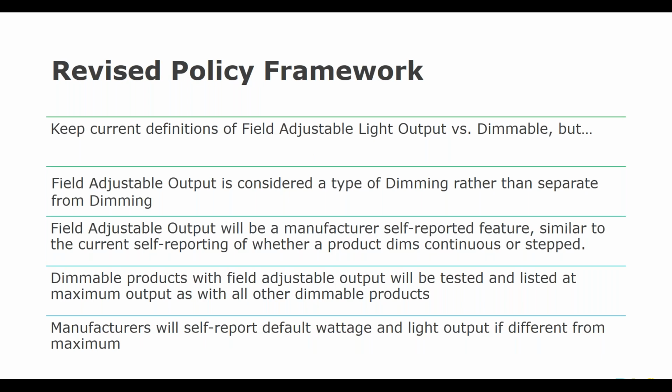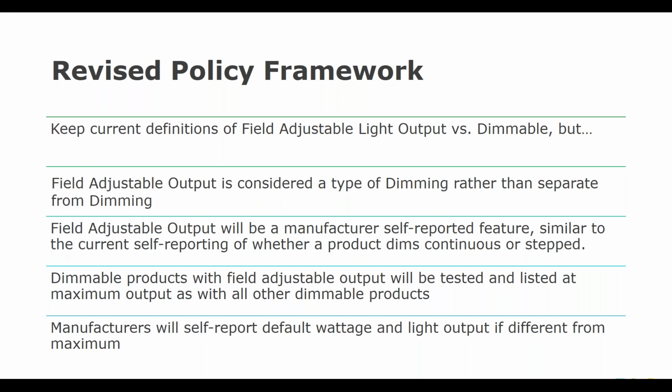So we are keeping with the definitions of field adjustable output and dimmable. But they're only used for the purposes of manufacturers selecting how they want their product to be listed, as field adjustable or for dimmable. It does not determine different testing or listing approaches. What's actually done now is field adjustable is, rather than being this completely separate thing from dimming, a type of dimming in the same way continuous and step dimming is a type of dimming.